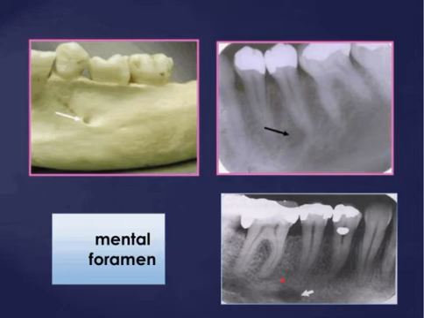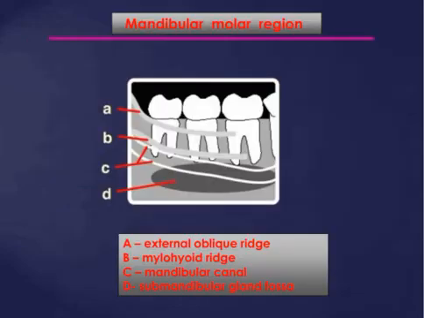Now if the mental foramen is superimposed on the teeth and you're not able to differentiate between a mental foramen and a periapical pathology, you have to use the SLOB technique. The SLOB technique will help you to differentiate between the mental foramen and the periapical pathology.